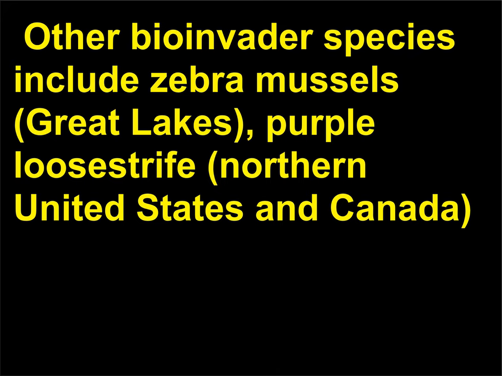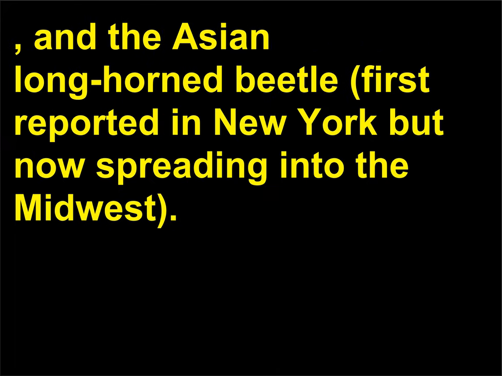Other bioinvader species include zebra mussels in the Great Lakes, purple loosestrife in the northern United States and Canada, and the Asian long-horned beetle, first reported in New York but now spreading into the Midwest.